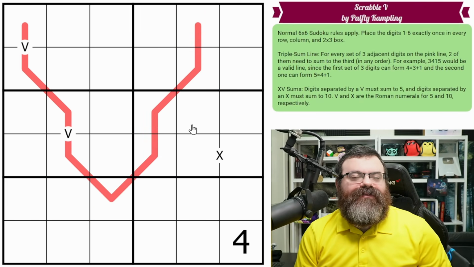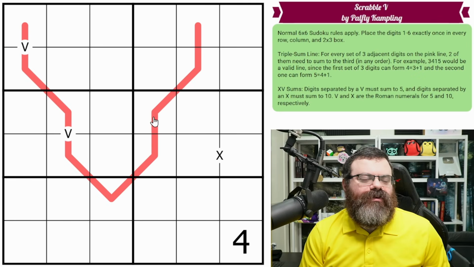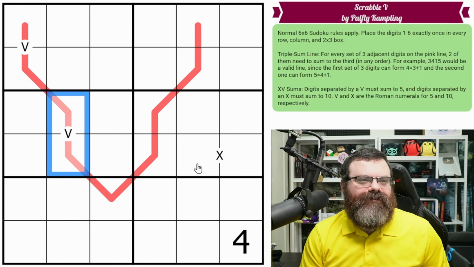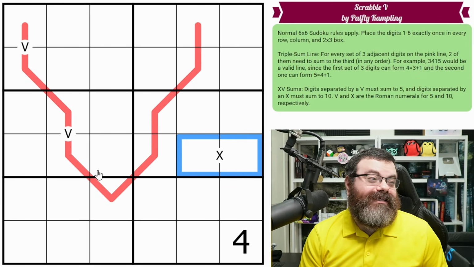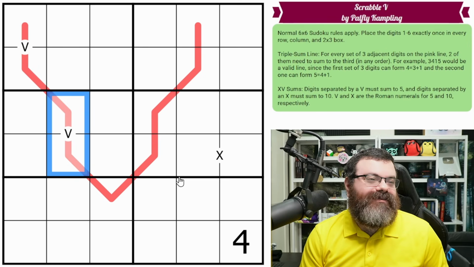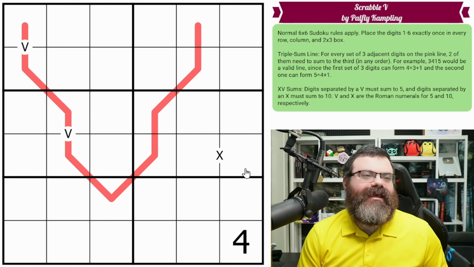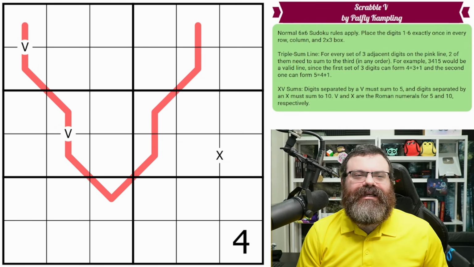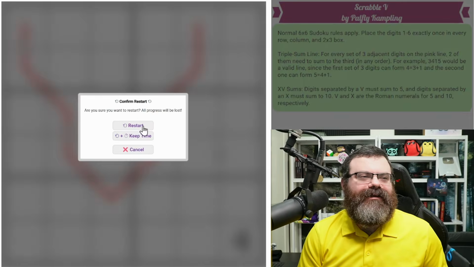In addition to that, we do have X's and V's in the grid. That's Roman numerals. V is Roman numeral for 5, X is Roman numeral for 10, and that is the sum. So these 2 sum to 5, these 2 sum to 5, and these 2 sum to 10. And that's it. Those are the rules. There's a link in the description if you'd like to try the puzzle yourself. And I'm going to get started right now.